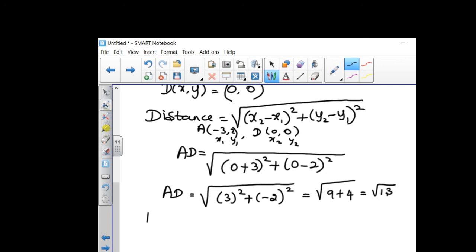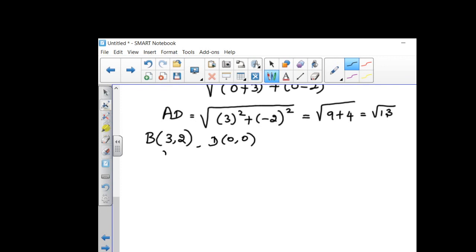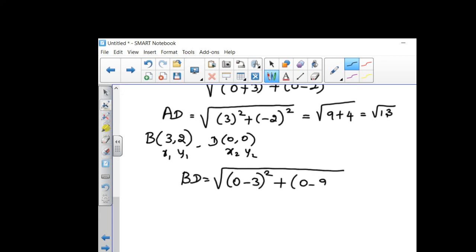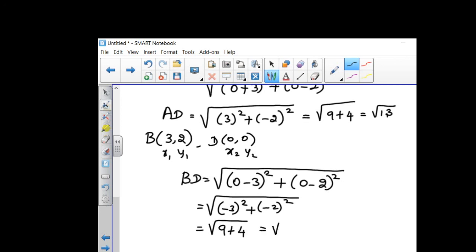Then next we have to find BD. That is, B point is 3, 2 and D point is 0, 0. Okay, again you can take x1, y1, x2, y2. So therefore BD is equal to root of x2 is 0 and x1 is 3 whole square plus y2 is 0 minus y1 is 2 whole square. So again you will get the same answer, minus 3 whole square plus minus 2 whole square. When you square, minus becomes plus. Okay, so 9 plus 4 that is equal to root 13.